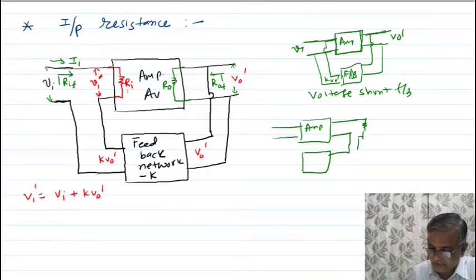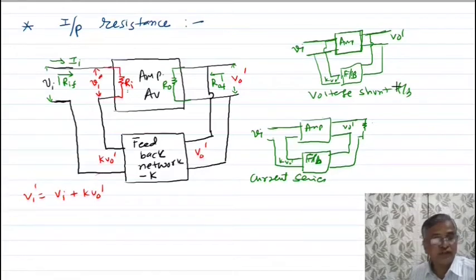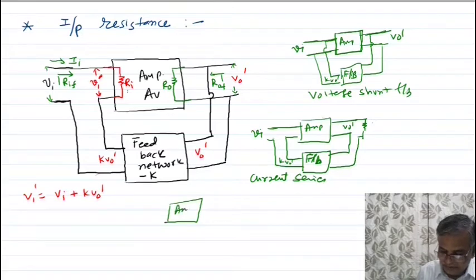This is a current feedback. This is your current series feedback. This is a feedback network, this is VI, this is your VO dash, this is KVO dash, this is your feedback network. This is a current feedback, this is a voltage shunt. Now, what is current shunt? Let me show the current shunt. This is the amplifier, this is your feedback network.